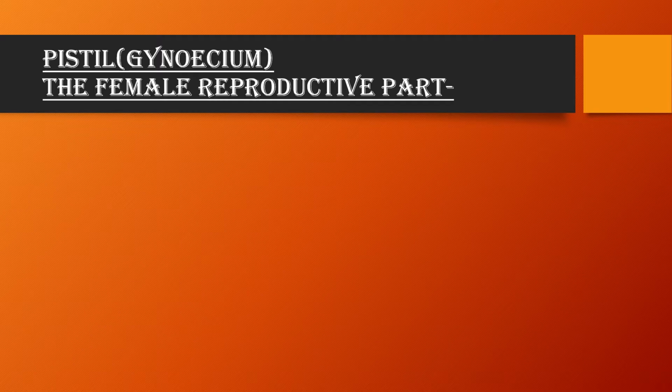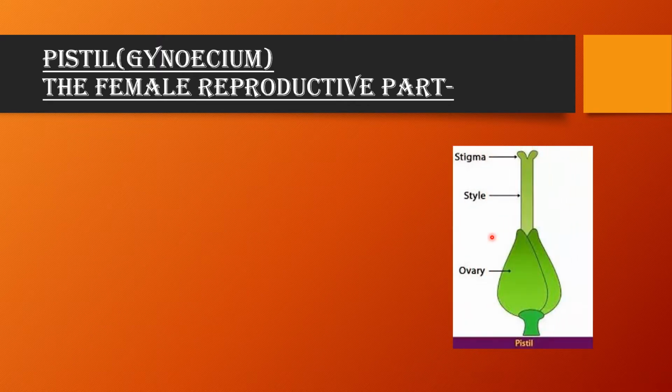So that gynoecium inside the flower is also called carpel or pistil. So in common words we say that pistil is the female reproductive part of the flower. So here we will see the different parts of pistil. So pistil will have three distinct parts. First one is stigma, second one is the style, and the third one is ovary.